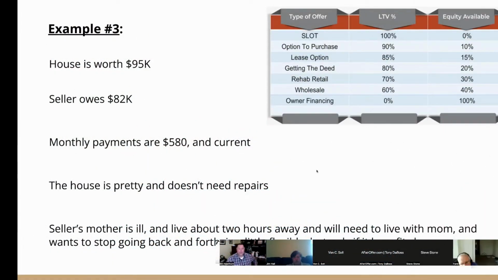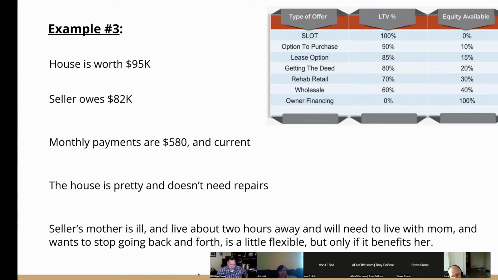Example number 3, cheaper houses for the guys in the middle of the country. House is worth $95,000. I actually did this deal the other day. Seller owes $82,000. Monthly payments are $580 and current. House is pretty and doesn't need repairs. Seller's mother is ill and lives about 2 hours away, and the seller will need to live with her mom and wants to stop going back and forth. She is a little flexible, but only if it benefits her.